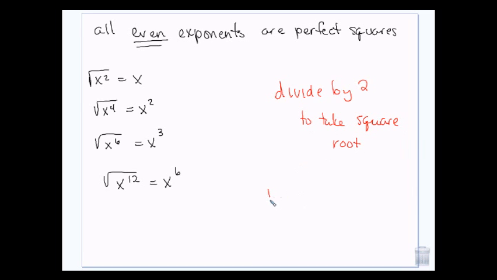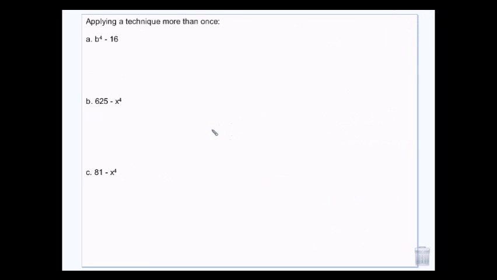So if I asked you to take the square root of x to the 212th, I'm going to take 212 and divide it by 2, and I'm going to get 106. So that's the square root. So all even exponents are perfect squares. Odd exponents are not, but even exponents are. We have to apply a technique more than once.